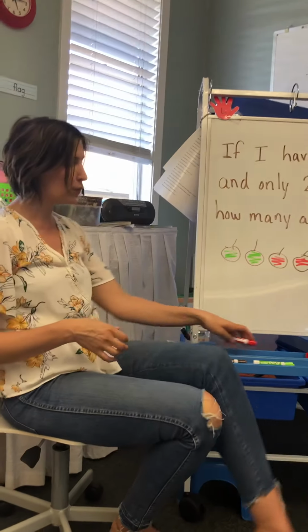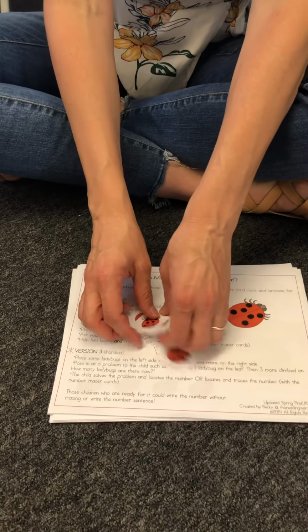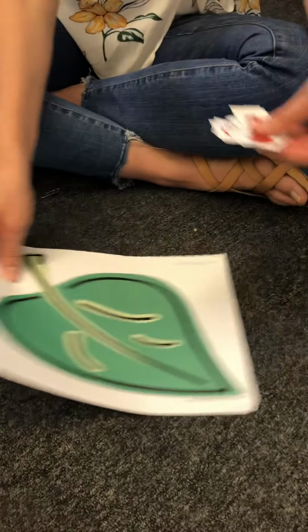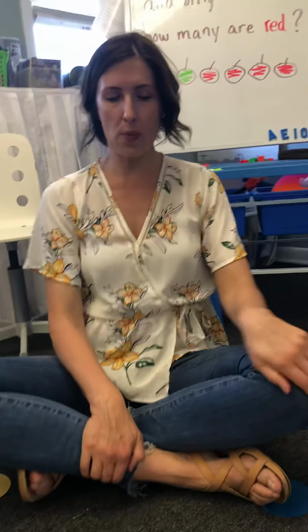Let's go down here to the floor, and we're going to do something similar with those ladybugs. So you're going to need to get back out that ladybug packet that I gave you. You still have all those little ladybugs cut up. Hopefully you put them in a little baggie so you didn't lose them. And you'll need the leaf to play the game. All right, so you get yours set up. I'll wait for you.